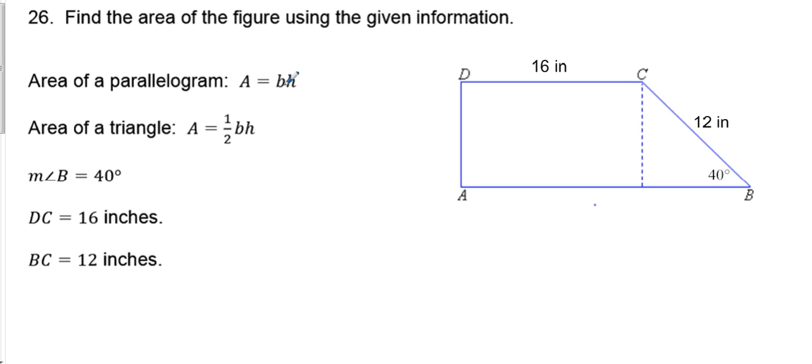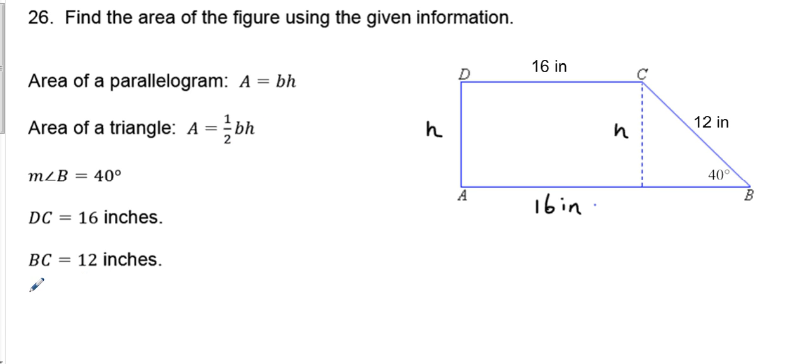Now, it says the area equals base times height. We actually have the base of the parallelogram. The base is equal to 16 inches because opposite sides of a parallelogram are congruent. What we are missing is the height, and I'm going to write an h over here. If I write an h over here, I also have to write an h over there. Now, for the triangle, it says 1/2 base times height. This is the height of the triangle.